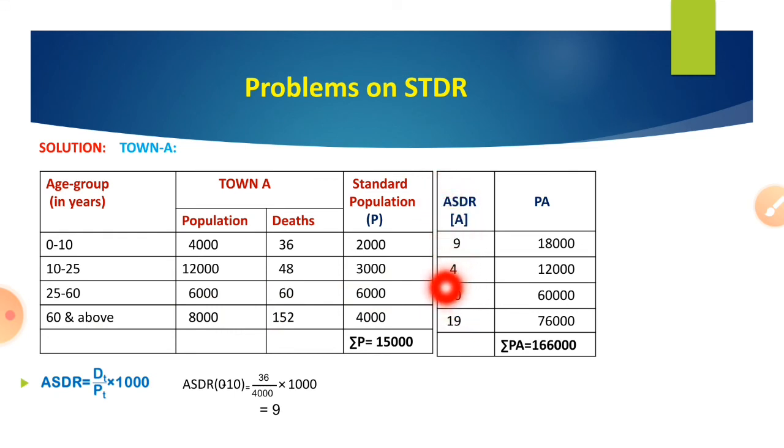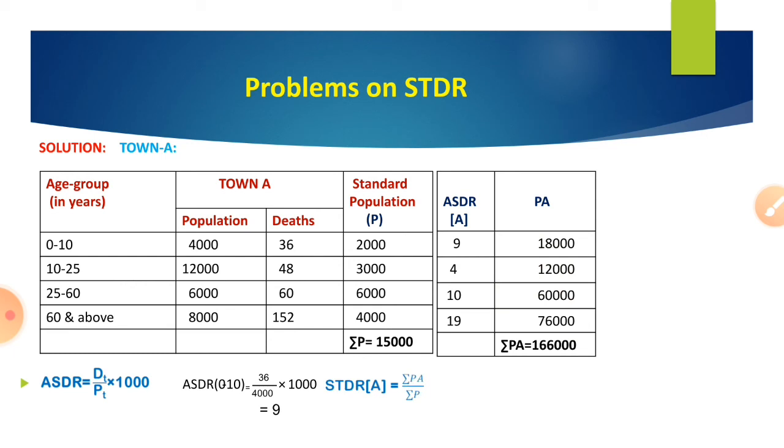After finding the ASTR values, we want summation PA total. P stands for standard population. We have the ASTR values, then you multiply standard population into ASTR. So 2000 into 9 is 18,000, 3000 into 4 is 12,000, 6000 into 10 is 60,000, 4000 into 19 is equal to 76,000. So after finding the PA values, we want the total of these. Summation PA total is 1,66,000.